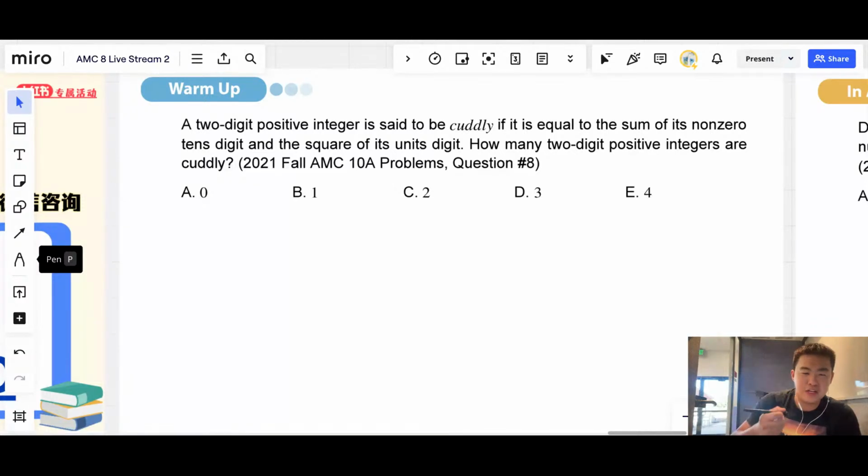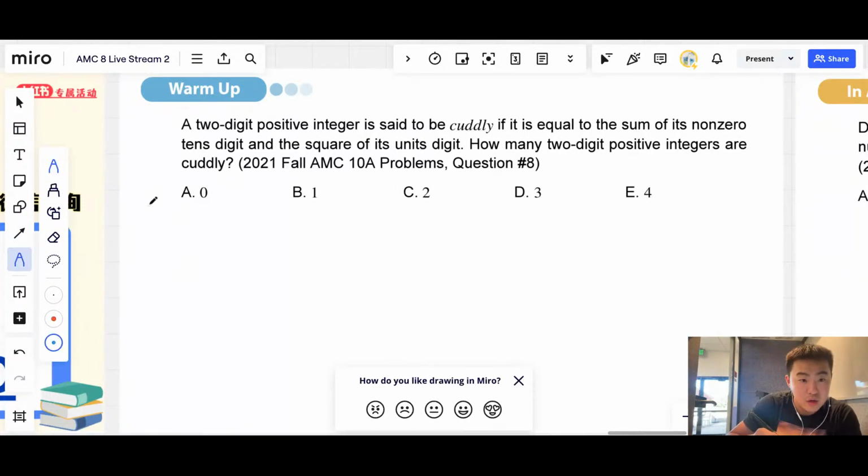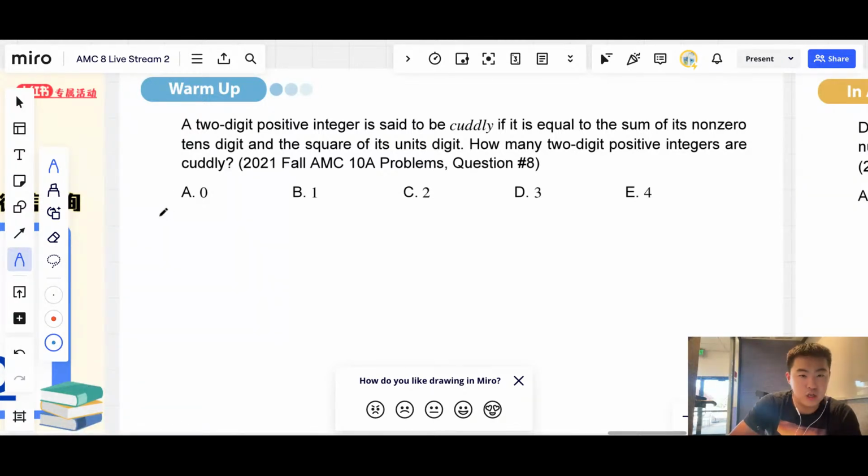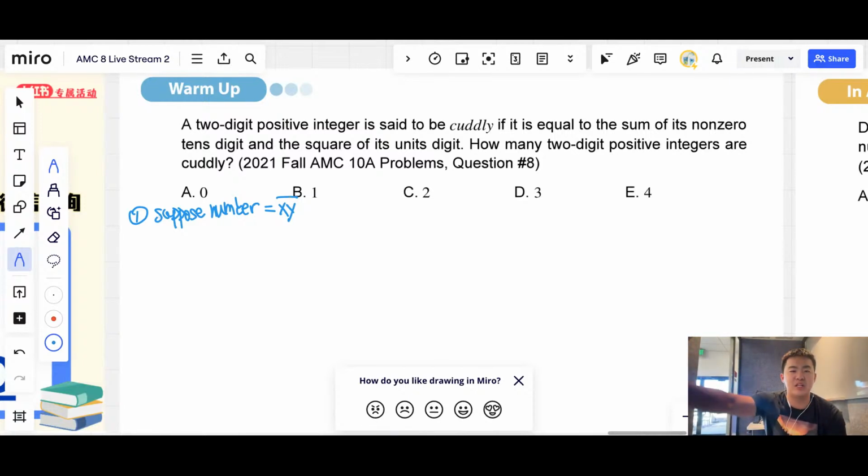So follow the concept we are given. We should be able to write down the first step, which is, let me put color blue. Okay, it's already in blue. So let's suppose the number is xy, where x is 1 digit representing a tens digit, y is the unit digit. I put a little bar on top of it to denote that it's a number. Since x is a tens digit, we can put 10x.